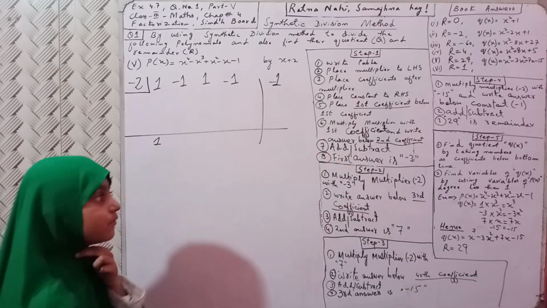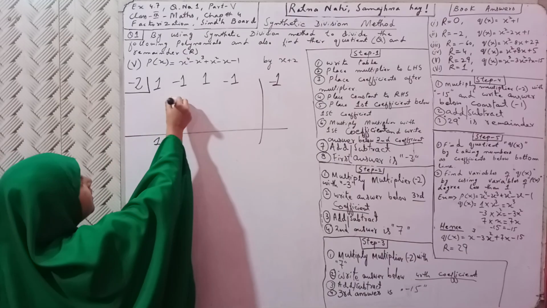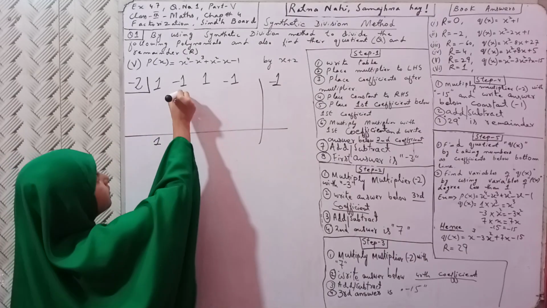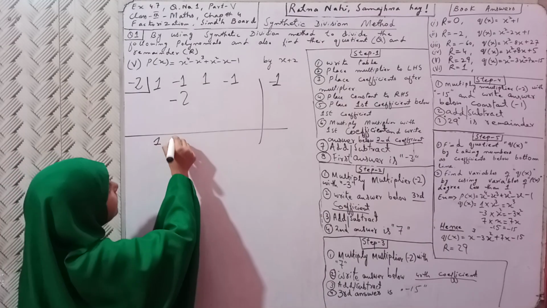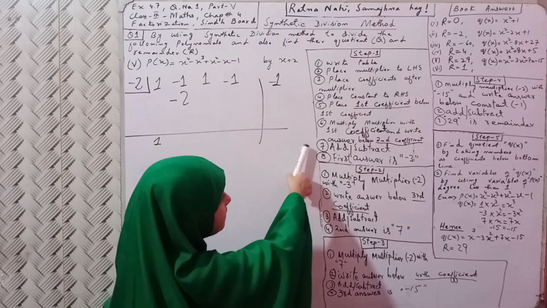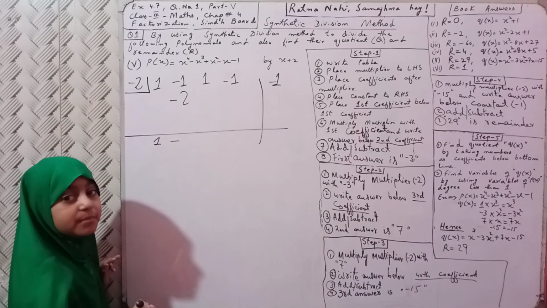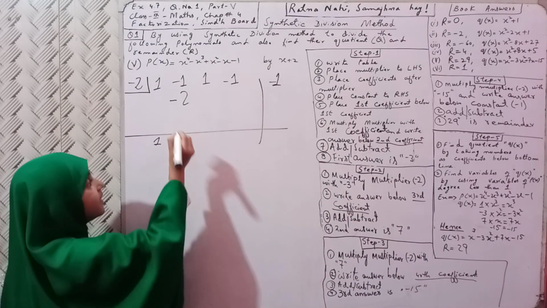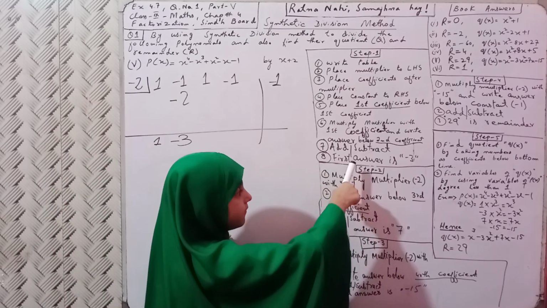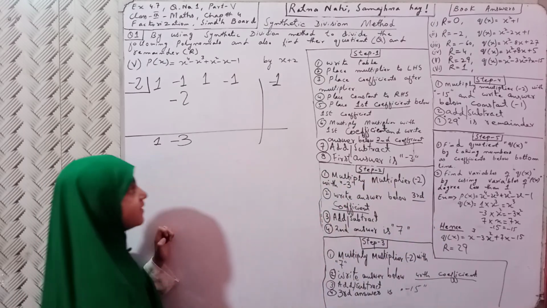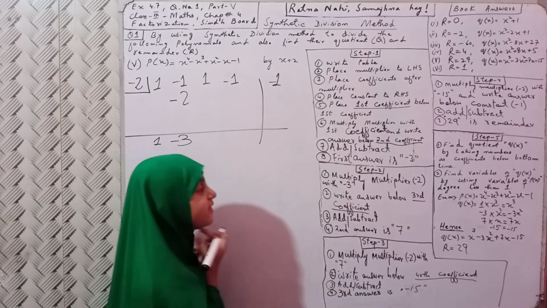Multiply with first coefficient and write answer below second coefficient. Minus 2 ones are minus 2. Then add or subtract. The sign is minus, but we will do plus. So minus 3 will come here. First answer is minus 3. This is correct. This is the first answer.